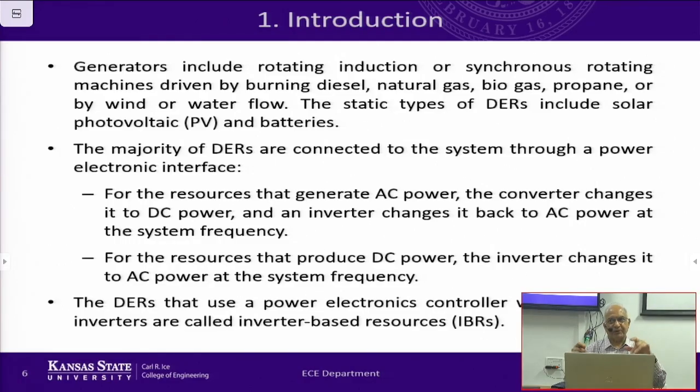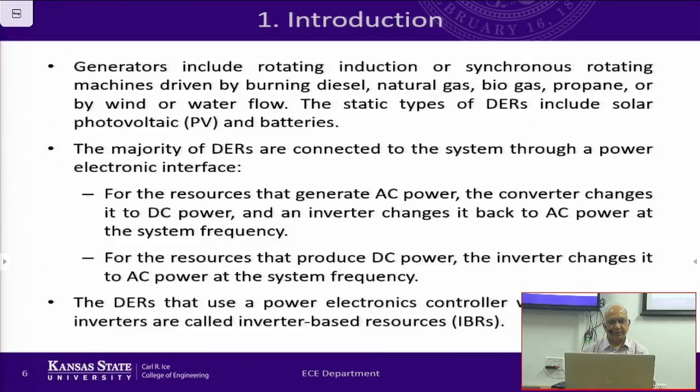So sometimes you will hear terminology like IBR. IBR, inverter based resource, can also be put in transmission systems, because if you have a wind generator, although it's a rotating machine, the rotation is not at a fixed speed, so you have to convert it from one form of AC to DC and then come back to AC.